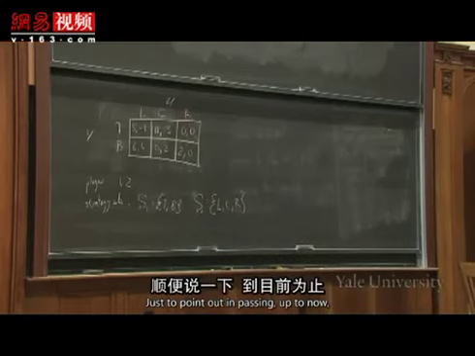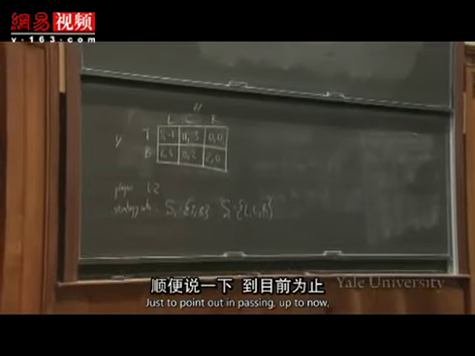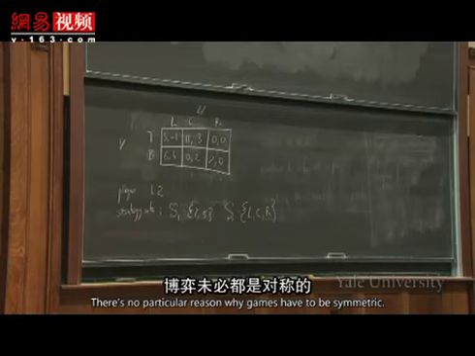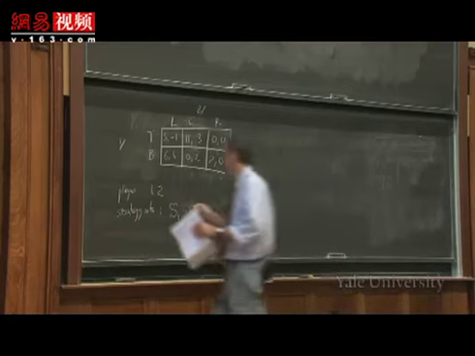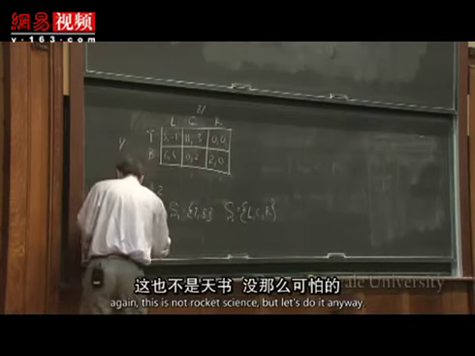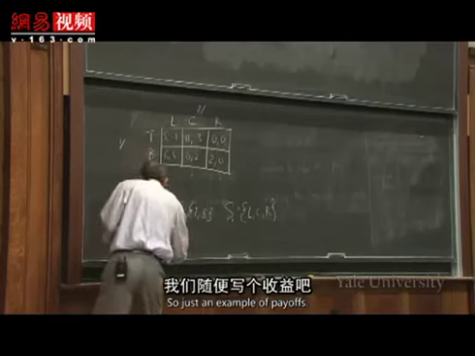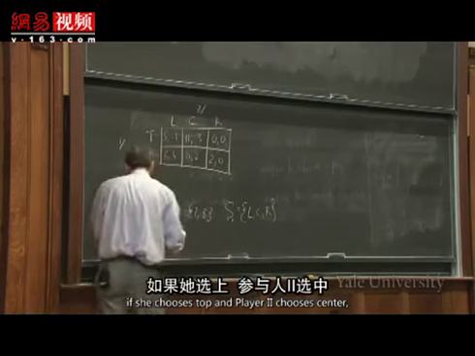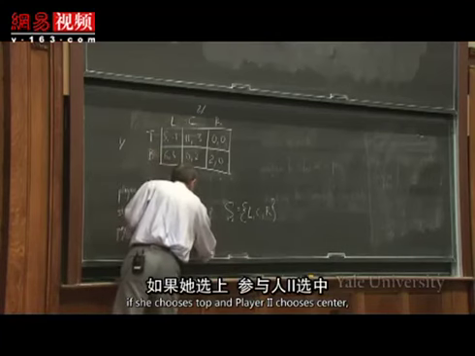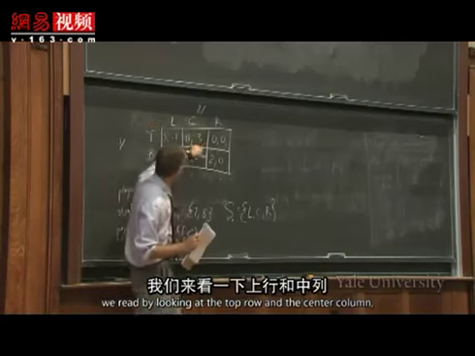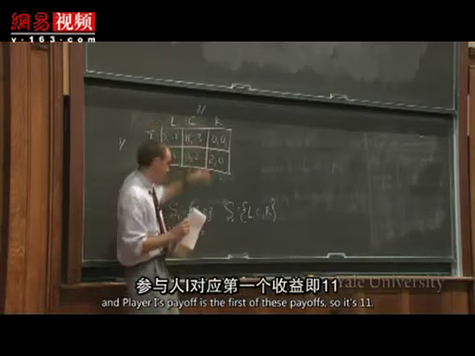Just to point out in passing, up to now we've been looking mostly at symmetric games. Notice this game is not symmetric in the payoffs or in the strategies. There's no particular reason why games have to be symmetric. And payoffs: this is not rocket science, but let's do it anyway. Just an example of payoffs. Player 1's payoff, if she chooses top and player 2 chooses center, we read by looking at the top row and the center column, and player 1's payoff is the first of these payoffs, so it's 11.